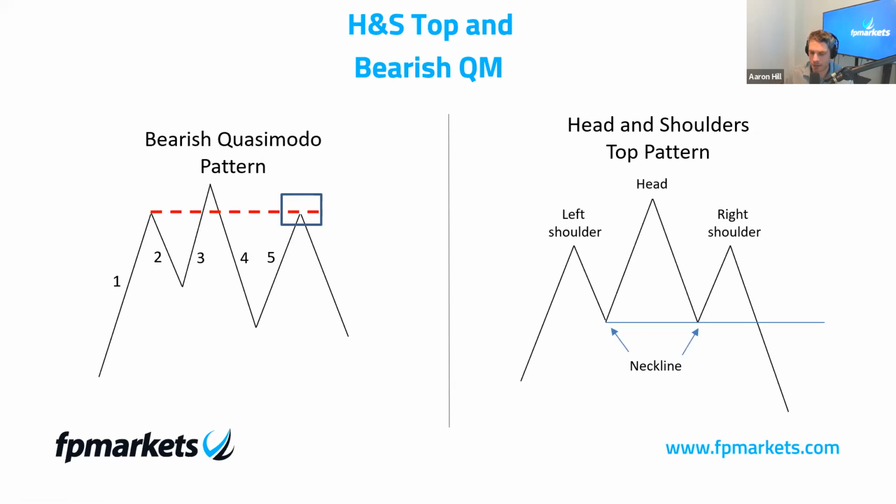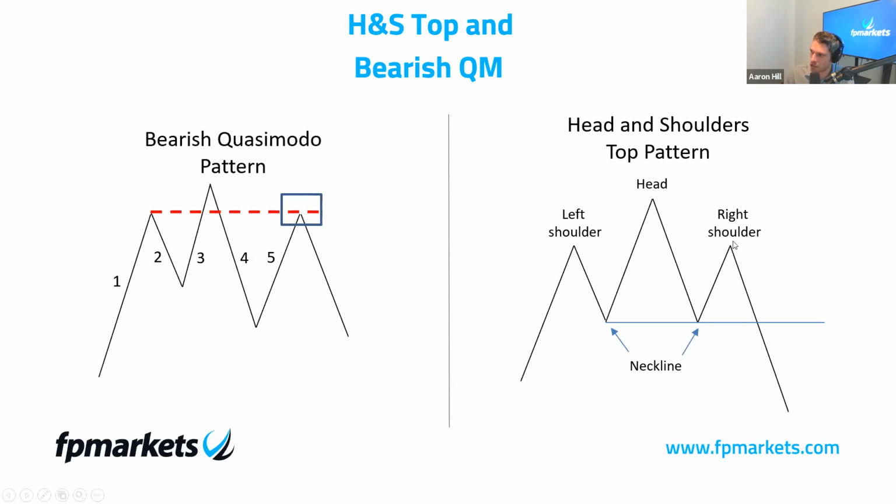I'm sure you can see by the slide here, there is a clear difference between the two formations, despite both configurations offering reversal structure. The first notable deviation is the QM pattern lacks a right shoulder before the pattern is confirmed. At point 4, the leg 4 and leg 5 do actually form a right shoulder at this point here, but this is where we enter short.